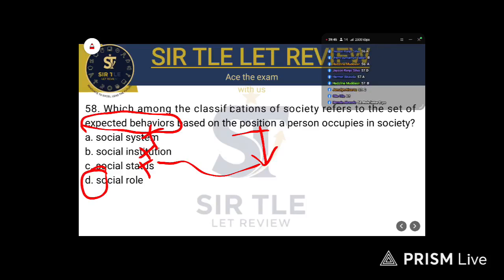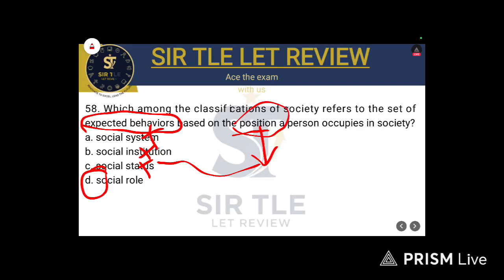Very good, Sir Hermin. Very good, Sir Oli. The answer here is letter D, social role, expected behaviors based on the position. If the question is referring to the position, the answer there is social status. But the question is referring to the expected behaviors of that position, of that status. The answer there is social role. Okay?